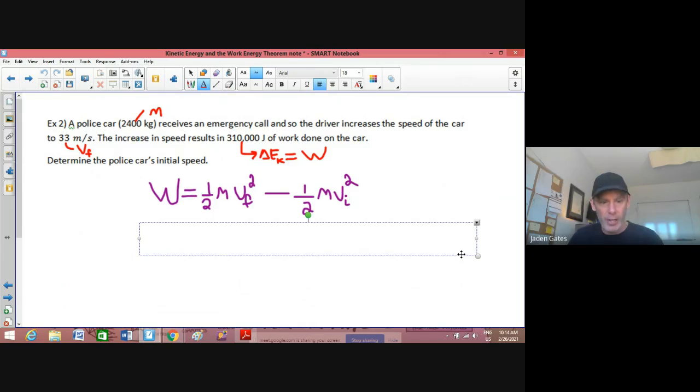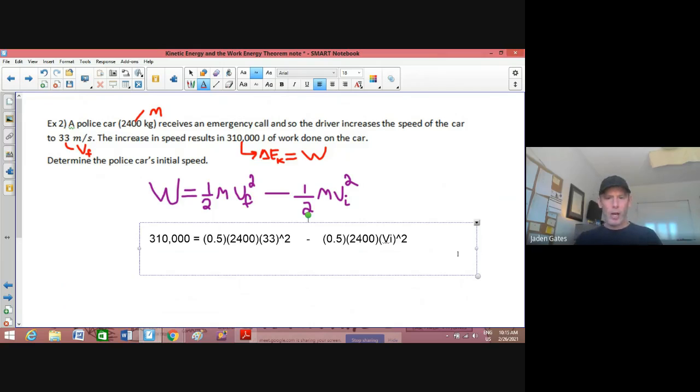All right, so again, I'm going to substitute in my values here. I got the amount of work, it's 310,000 joules equals, again, here's my 0.5. The mass of this car, we got 2,400. All right, and my VF, again, we have 33 squared. All right, now get to the initial kinetic energy. Again, so I'm going to go 0.5. The mass is 2,400. And we were looking for VI. So we got VI. Let's go with capital V here. There we go. VI squared.